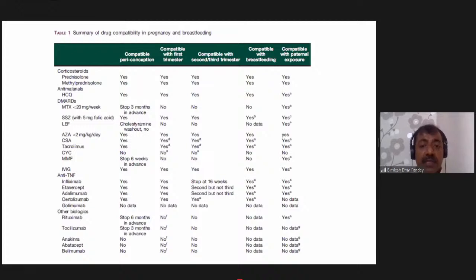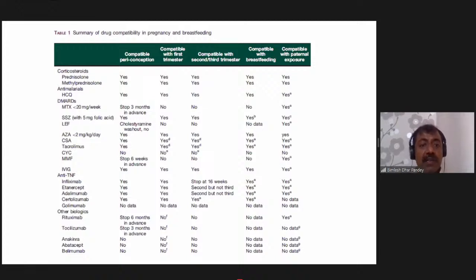They came up in 2016 and 17, and they said, don't worry, steroids are good for preconception. It is good in the first trimester. It's good in the second and the third trimester. It's compatible with breastfeeding, and it is compatible with paternal exposure also. So that myth about steroids at various stages of pregnancy was taken care of. What about hydroxychloroquine? Yes, tick marks in all the stages.